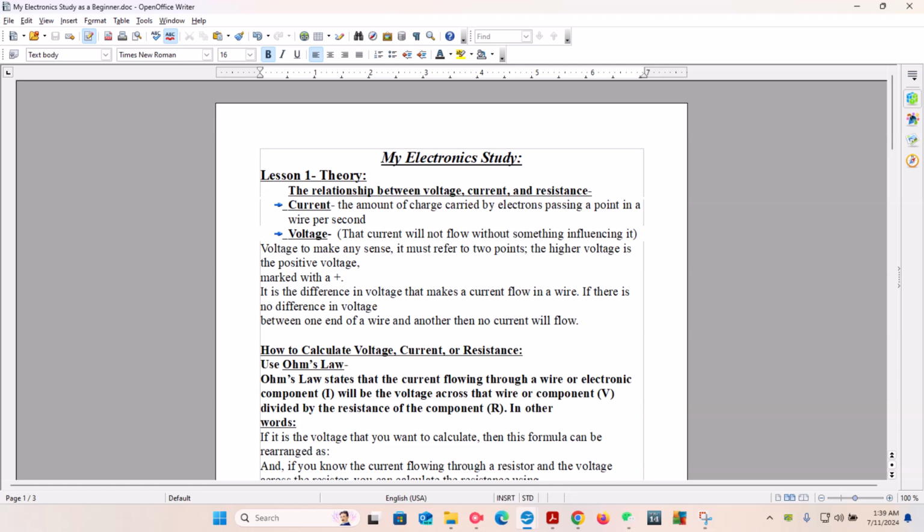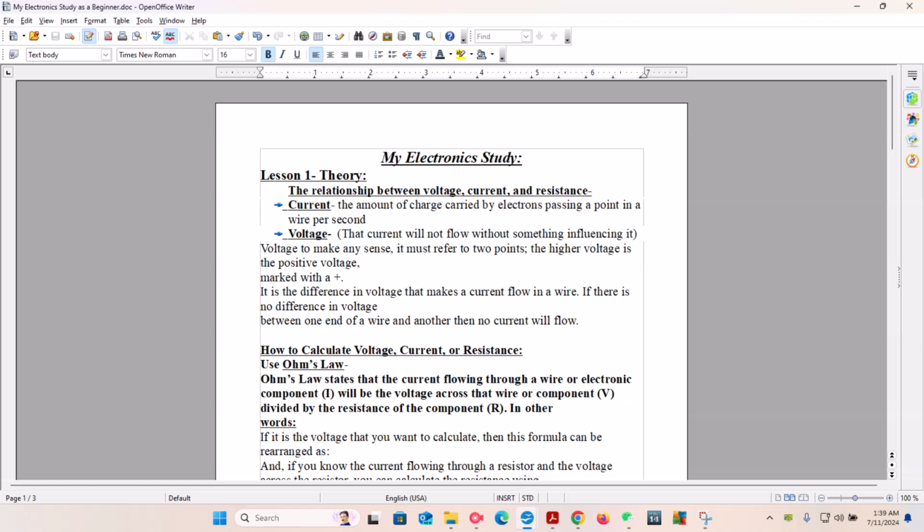First of all, what we need to understand is the relationship between voltage, current, and resistance. Current is the amount of charge carried by electrons passing a point in a wire per second. So that's a rate of passing electrons. That's the current. Voltage: the current will not flow without something influencing it, which is the purpose of voltage.